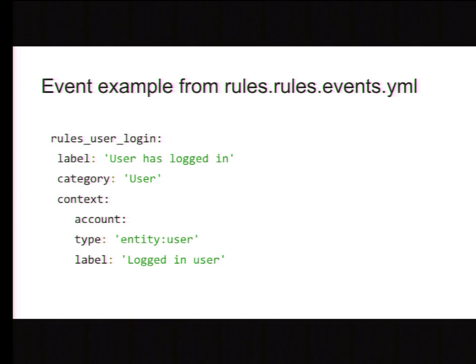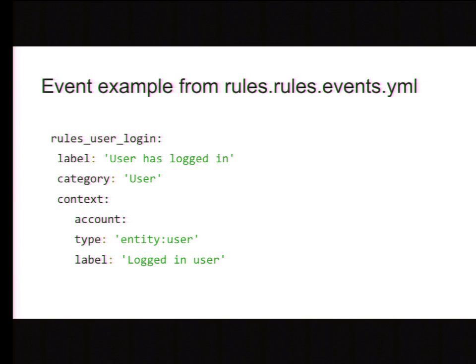Rules itself does that, and the YAML file looks like this. So, for example, we want to register the user login event with Rules. So we create this YAML file. This is also part of Rules itself. Give it a label, and we want to make it show up under a specific category, and it has some context, and that is exactly the account that has just logged in. The type information is important. It says that this is a user object, so that Rules knows what fields are available on the user and can make use of that. So this is the first part. So now Rules knows about this event.